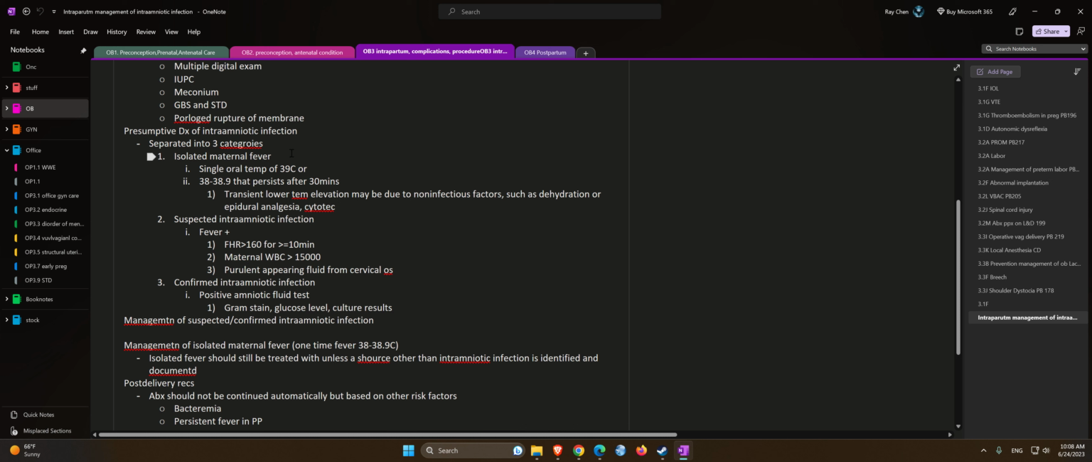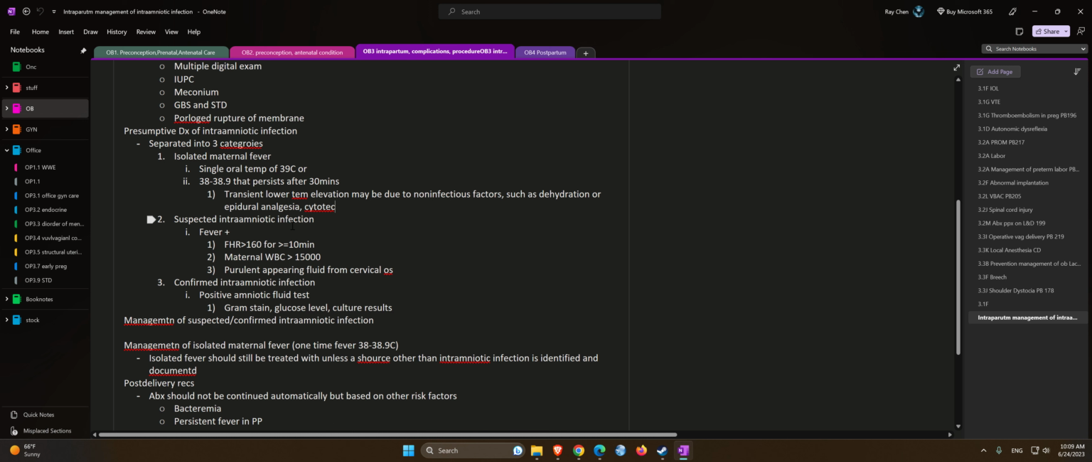Second category is suspected intraamniotic infections. First, you will have a fever plus one of the three. Number 1 will be fetal heart tone greater than 160 for greater than or equal to 10 minutes. Number 2 is maternal white blood count greater than 15,000. Number 3 will be purulent appearing fluid from the cervical os.